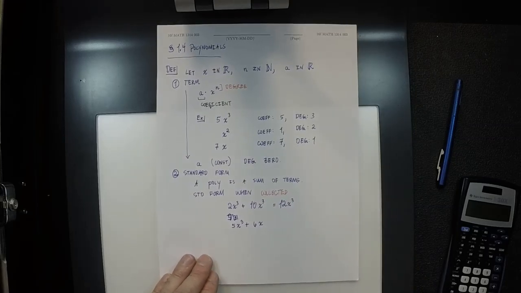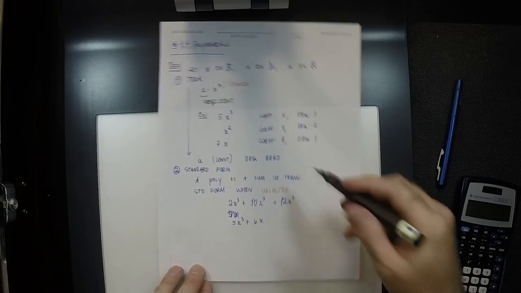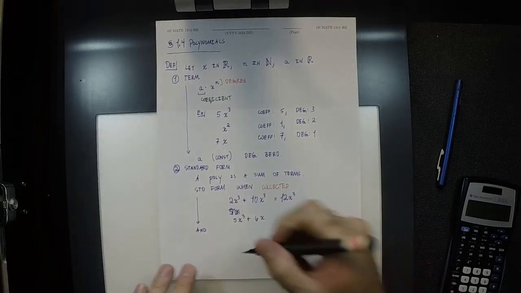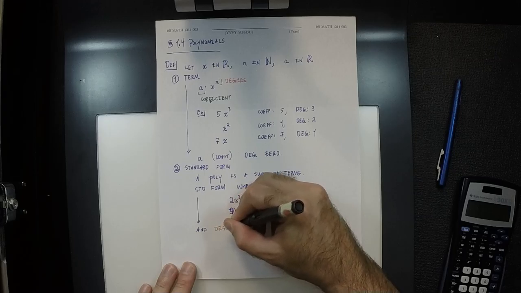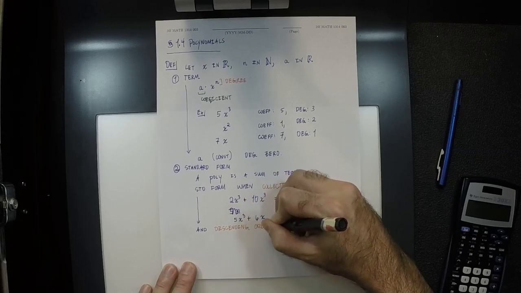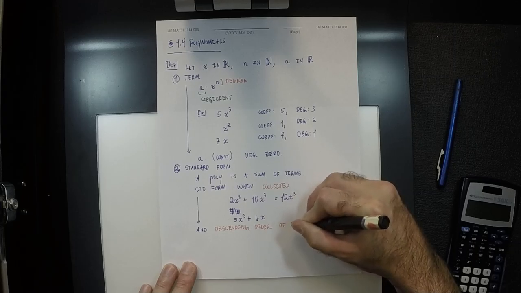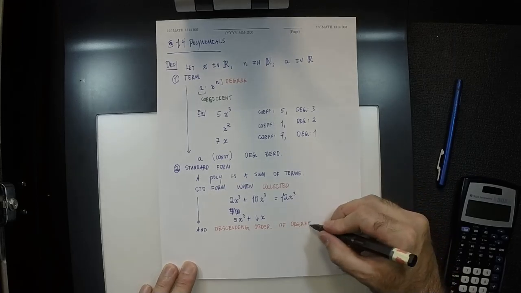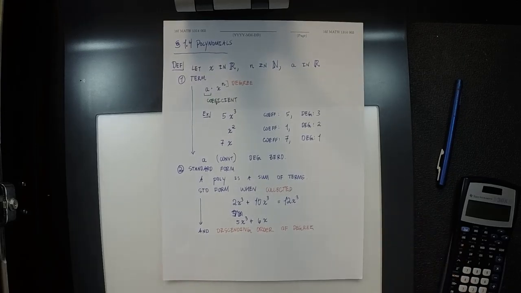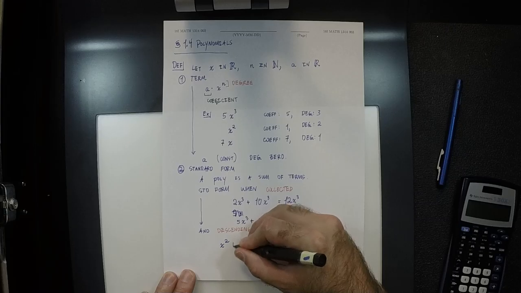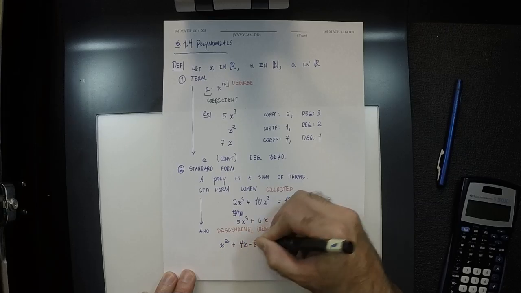How about 5x cubed plus 6x? Is this collected? It is collected because nothing can be combined. So when it's collected and written in descending order of degree, what does that mean? That means that you write the highest degree term first, the next one next, the next one next, the next one next.